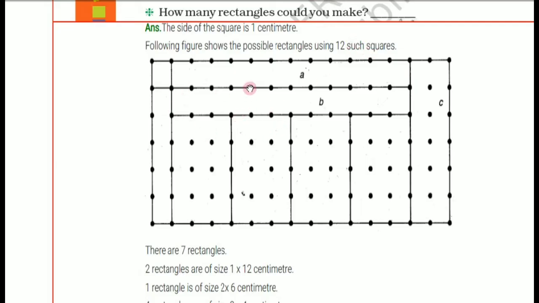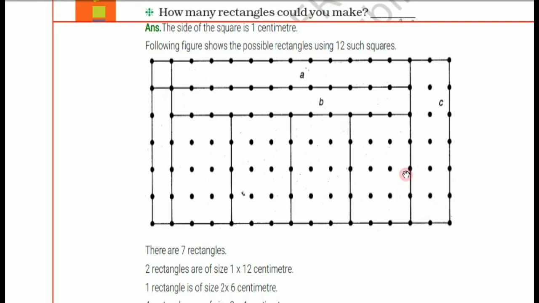We have drawn here 3 types of rectangles. 2 are measuring 1 by 12 centimeter. These 4 are measuring 3 by 4 centimeter, and this one is measuring 2 by 6 centimeter.